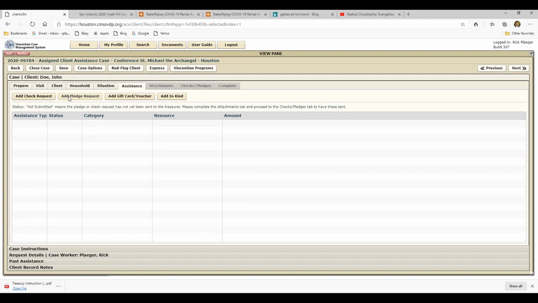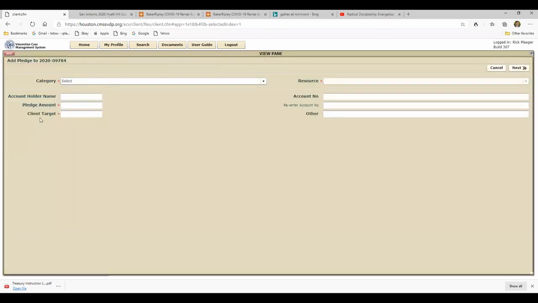I will come back and later on show you how we enter the value of the gift card or if there's any other in-kind contribution. So let's first enter the pledge. This is probably the area that trips most people up. They have trouble remembering what to enter in these categories.